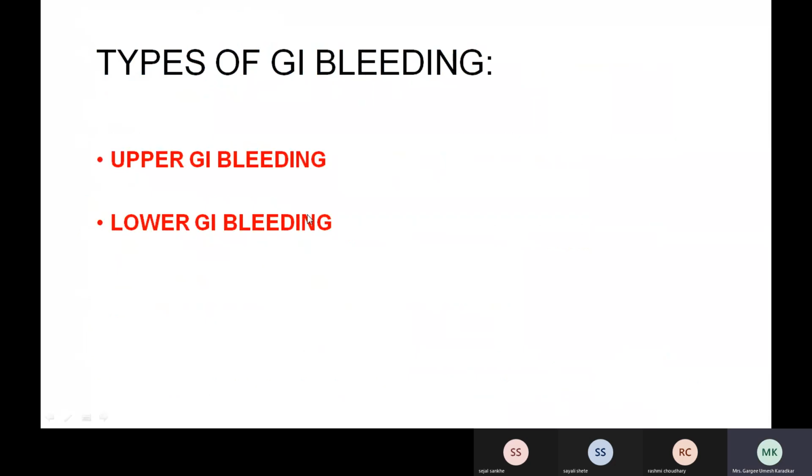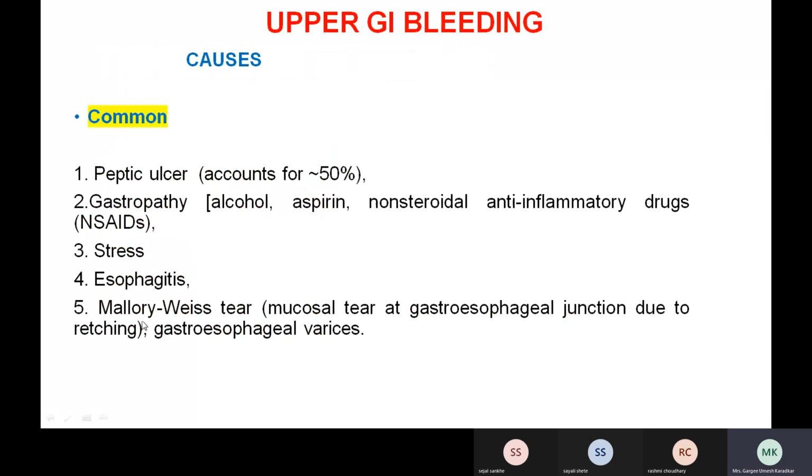Okay. So the types of bleeding: it can be either an upper GI bleeding or a lower GI bleeding. What is the cause of upper GI bleeding? Anything related to your stomach. More than 50% of the patients have peptic ulcer disease as the cause. Then gastropathy, which may be caused by drugs like alcohol, aspirin, and other NSAIDs. Then stress, of course an important factor, and esophagitis. Then there is the Mallory-Weiss tear, that is a mucosal tear of the gastroesophageal junction due to retching, and there may be gastroesophageal varices.